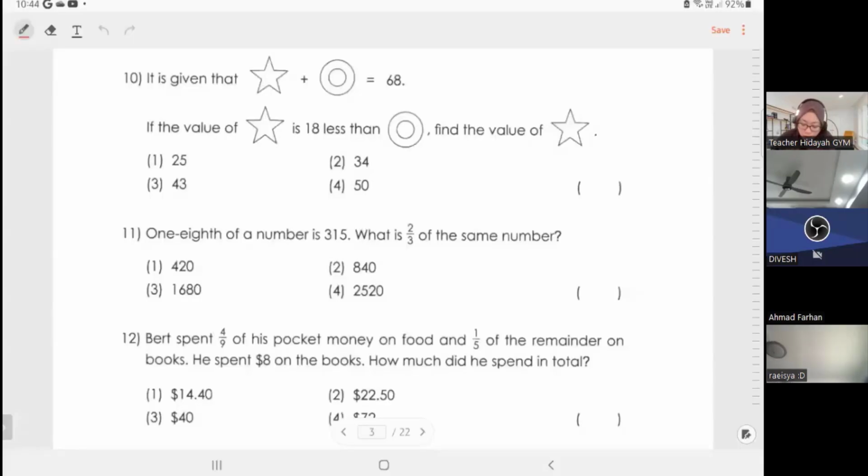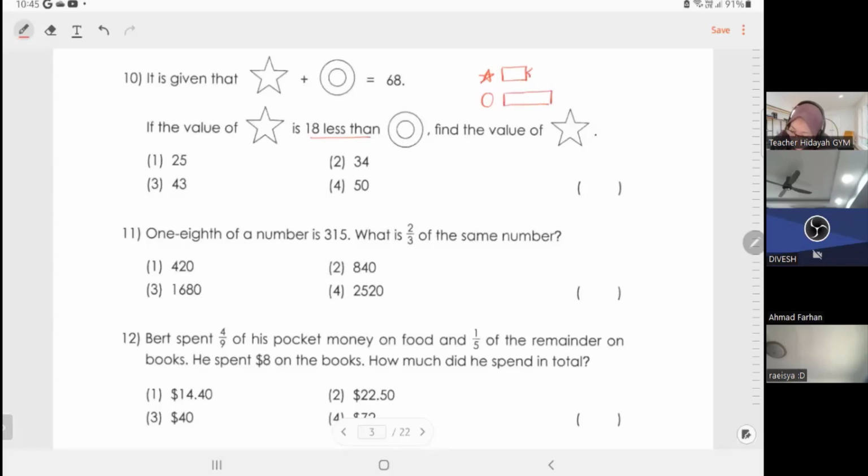Number 10. It is given that star plus circle is 68. If the value of star is 18 less than the circle, find the value of star. When you have this kind of question, very common in exams, you just have to take note of the information that they give you. Star plus circle is 68. And I know that the star is less than the circle. So if you want, you can draw out your model just to represent your thoughts. Star is shorter, then the circle is longer, like that.